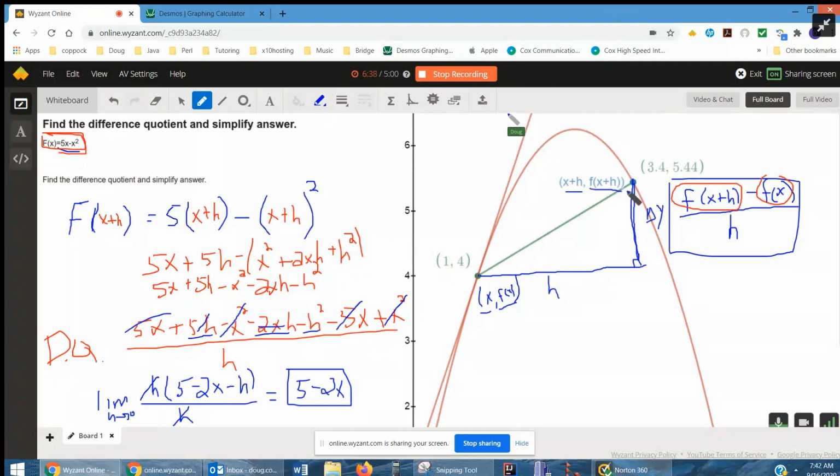Okay, the difference quotient is a formula for the slope of this secant line. As h gets smaller and smaller, that green segment starts approximating the slope of that tangent line. And we can use this formula right here to find the slope of the tangent line. As a matter of fact, if I put 1 into here, I'll get 5 minus 2, which is 3. That's actually the slope of this red line. Okay, there you go.